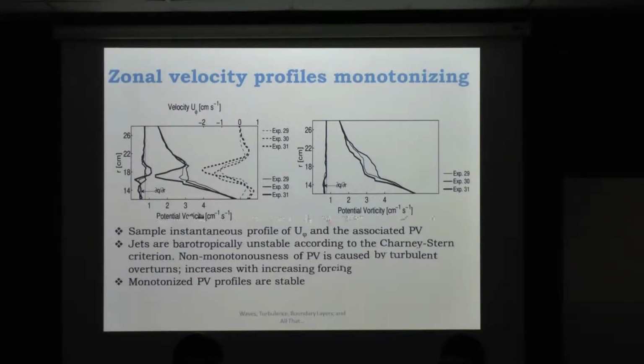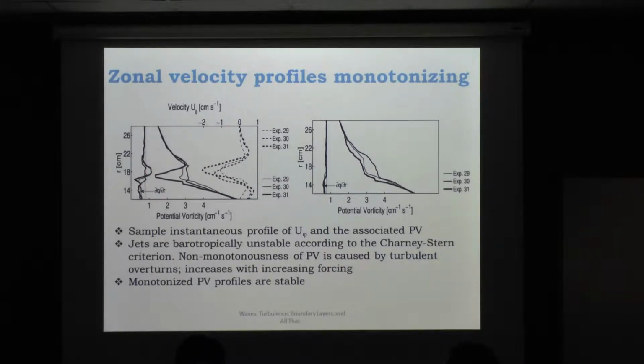Now, we look now at PV monotonizing. This was our idea. So this is a snapshot of the velocity in 3 experiments. It's a zonal velocity. You see this jet goes to the west. And this is an instantaneous potential vorticity profile. So unlike what we used to think, that it's almost constant, it's not constant at all. It's very inhomogeneous. And if you compute the derivative of this profile with radius, dq by dr, this is what is called the Charney-Stern stability criteria. The flow is unstable when the derivative crosses 0. So you can see it here. It does cross 0 quite a lot. So the flow is barotropically unstable.